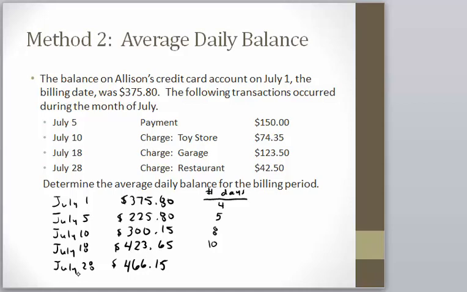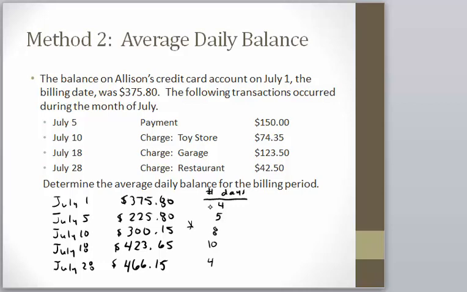And then between July 28th and the end of the month, July 28th, July 29th, July 30th, July 31st, there were 4 days that the balance stayed the same. Now, what we're going to do is multiply the balance times the number of days that we had that particular balance. And we're going to write our result down.